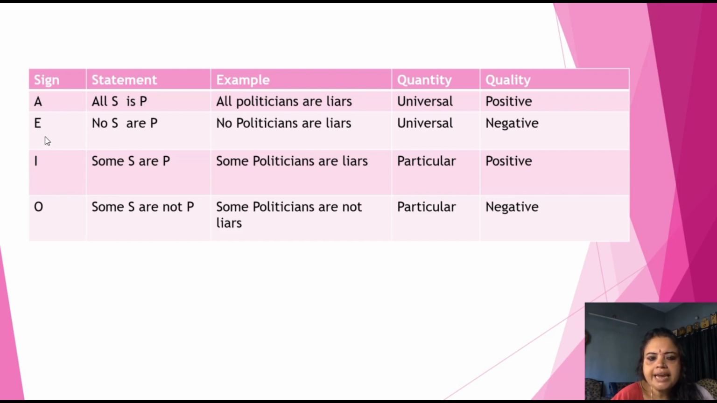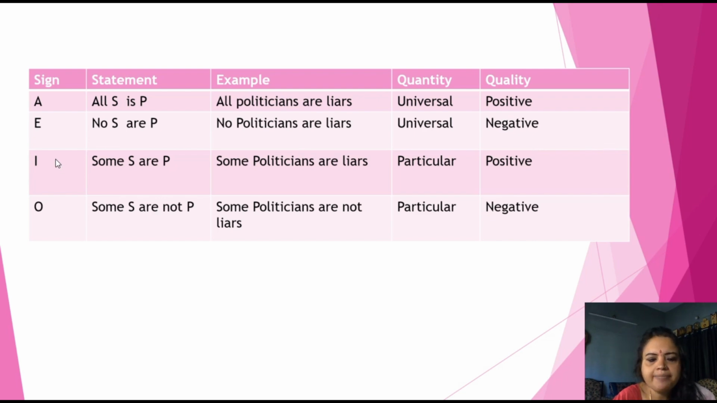Then we have E statement, where we have the statement as no S is P. It's a negation, isn't it? So we call it a negative statement, and here also a universal statement. No S is P, no politicians are liars. So it's a universal statement. So first A is called universal positive, E is called universal negative.